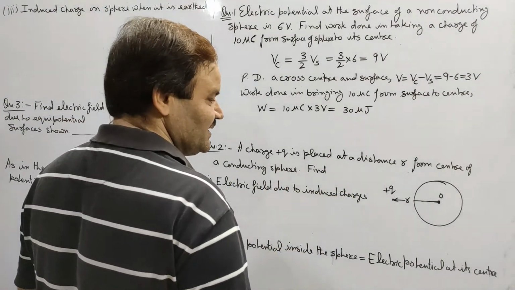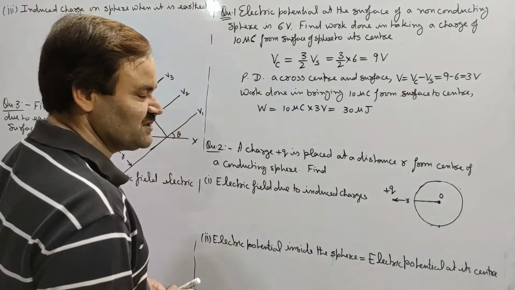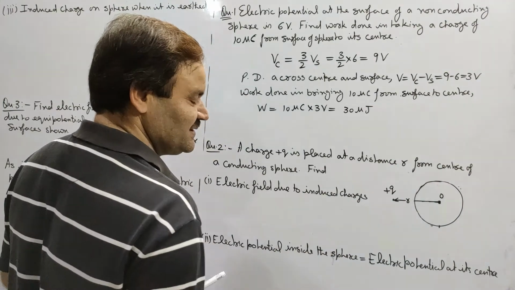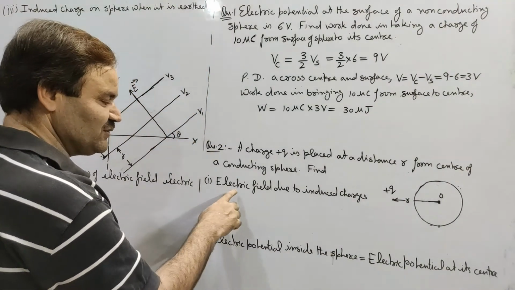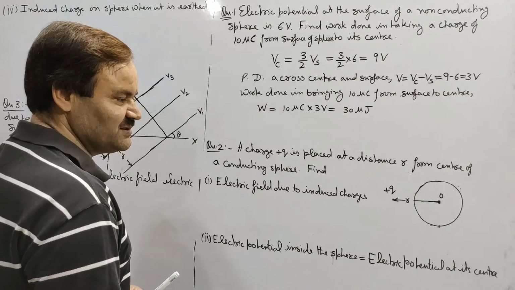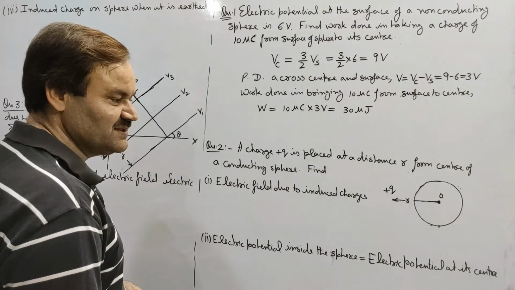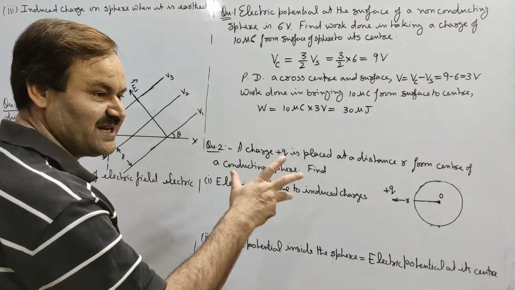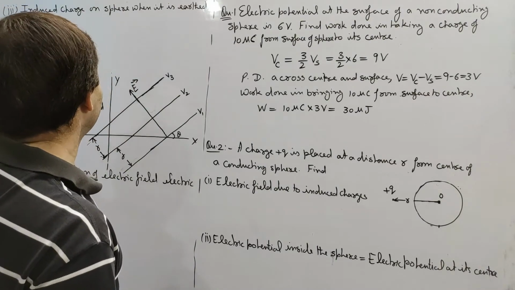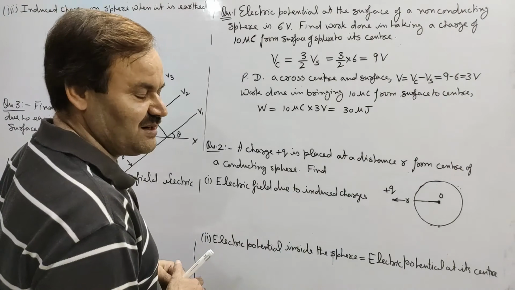Now we come to the next question. In this second question, a charge plus Q is placed at a distance r from the center of a conducting sphere, and first we have to find the electric field due to induced charges, and second we have to find the electric potential inside the sphere as well as on the surface of the sphere, and then we have to tell the magnitude of the induced charge when the sphere is earthed.